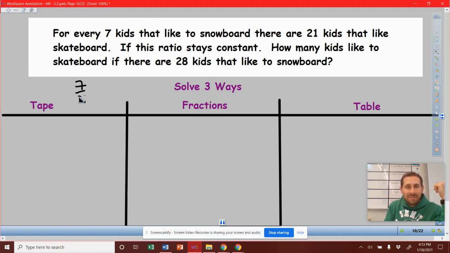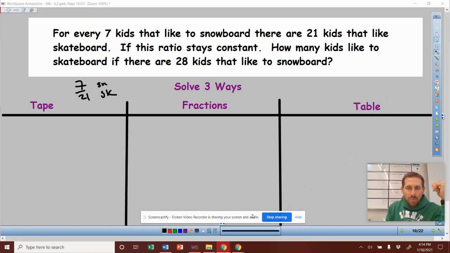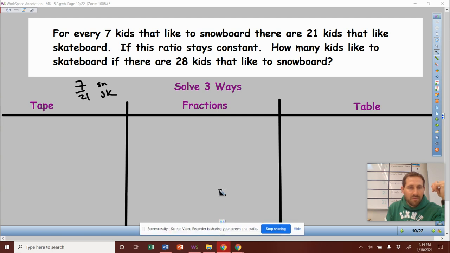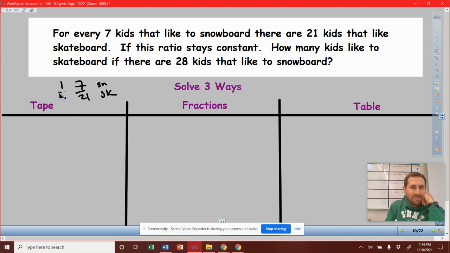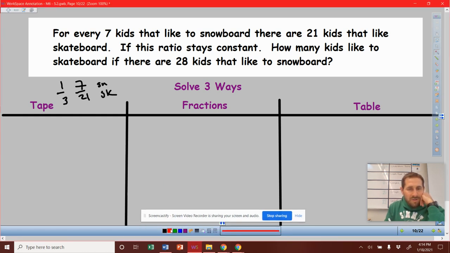We've got 7 kids to 21. That's 7 that like to snowboard, and then that is being related to those that like to skateboard. So remember, we want to label that and identify what numbers we're comparing and in what order so that we don't flip this around all the time. But 7 to 21 is the same as a 1 to 3 ratio. Hopefully you are able to identify that 7 goes into 7 once, and 7 goes into 21 three times. So it's 1 to 3.